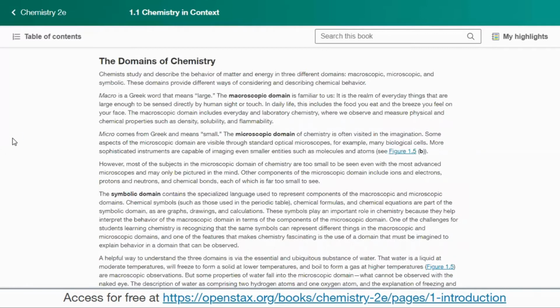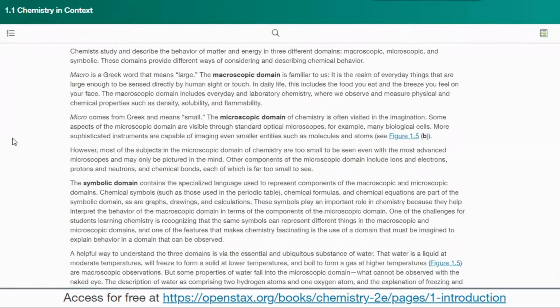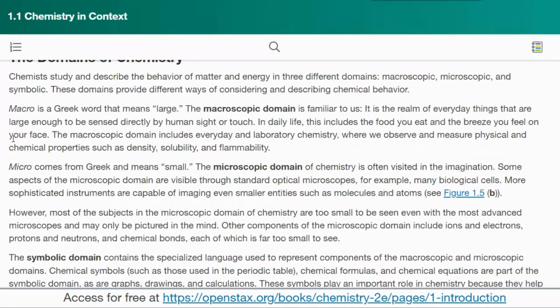Chemists study and describe the behavior of matter and energy in three different domains: macroscopic, microscopic, and symbolic. These domains, let me increase the size here. These domains provide different ways of considering and describing chemical behavior.